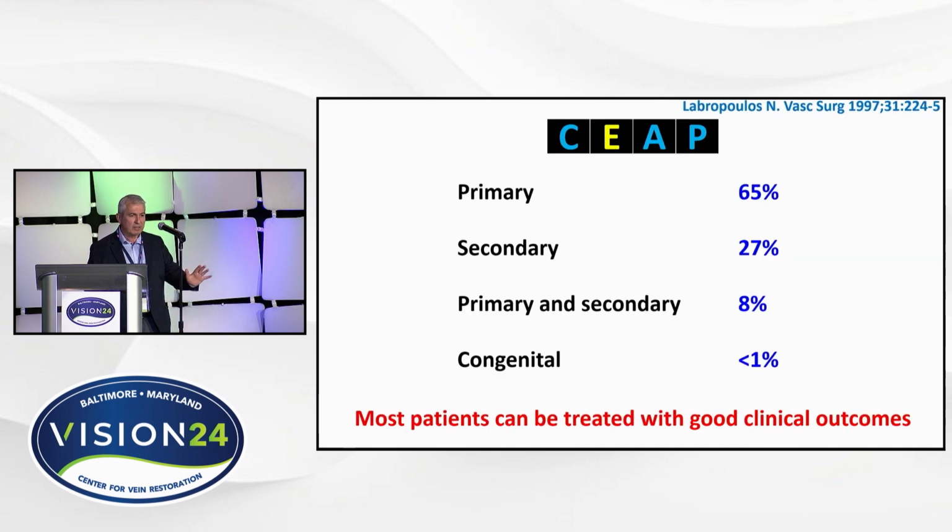Now, if you look at the etiology, most people have primary disease. Secondary is present in about 27%, primary and secondary in 8%, and congenital is very rare, right? However, most patients can be treated with good clinical outcomes.